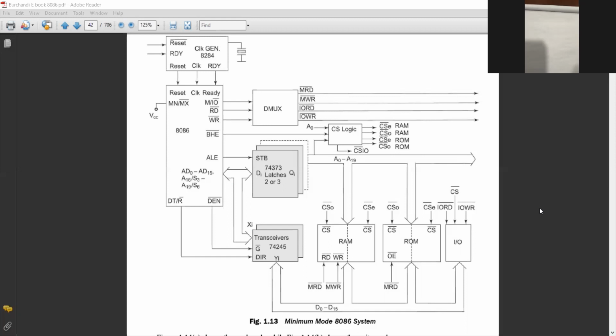Actually, DT/R bar is connected with the direction pin. DT full form is data transmit, R bar is receive. When this pin is low, data will be received. When data is to be transmitted, it will be high. Transmit means write, receive means read. Remember, receive means read operation, and transmit means write operation, meaning I am giving data to a memory location.